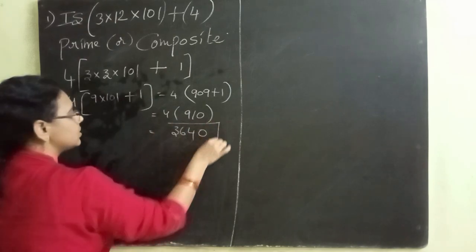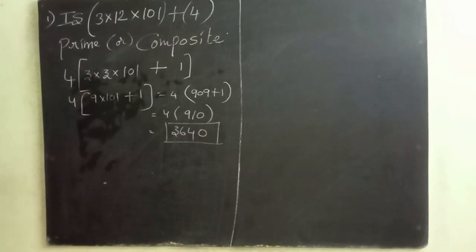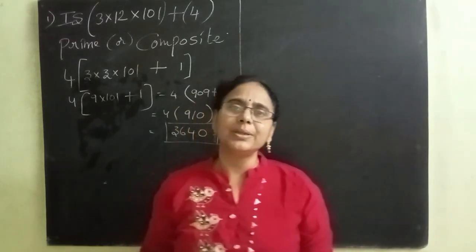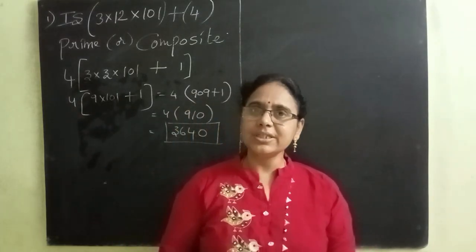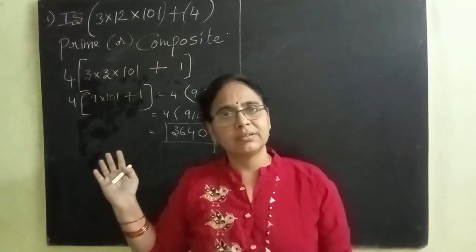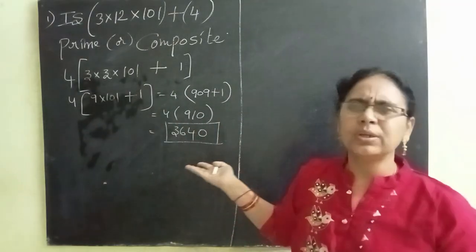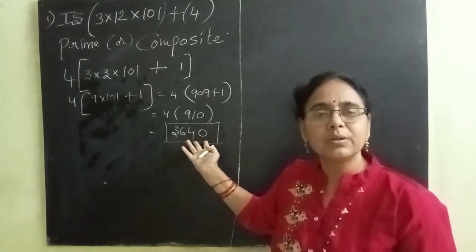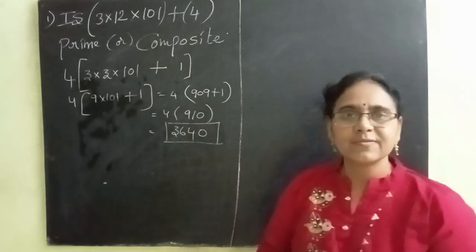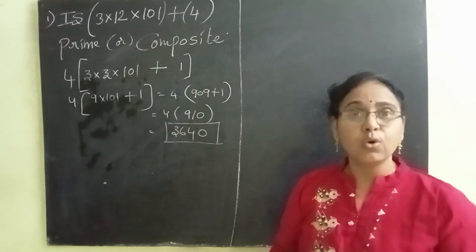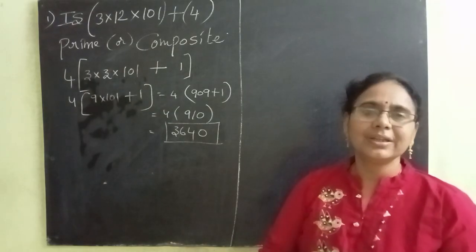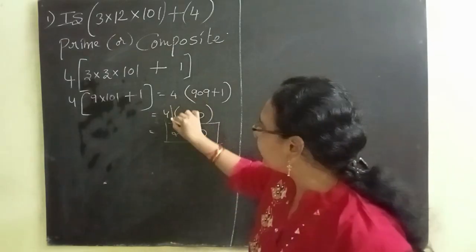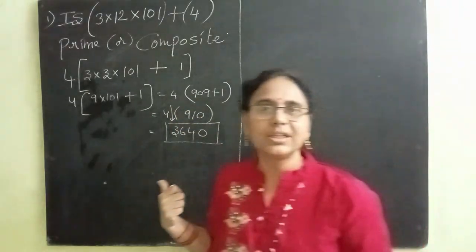We got 3640 as the product. How many factors here? Is it a prime number? By seeing that immediately you will get it. It's not a prime number, it's composite. How can we say? Because it's an even number, so surely it is divisible by 2. The last 2 digits are 40. If the last 2 digits are divisible by 4, then the complete number is divisible by 4. So it is divisible by 4 also. So surely we can conclude it's a composite number. Otherwise, here 4 into 910, there only we understand 4 and 910 are factors of the given number.